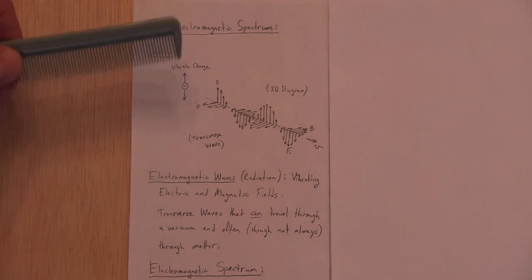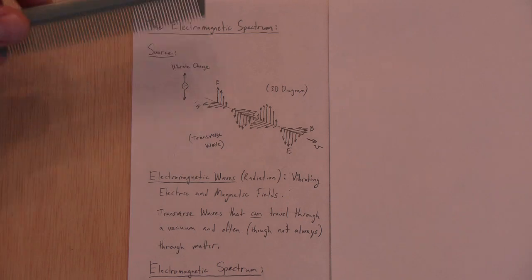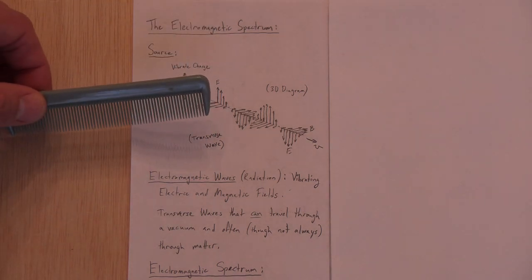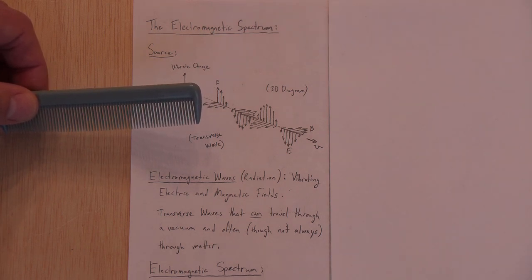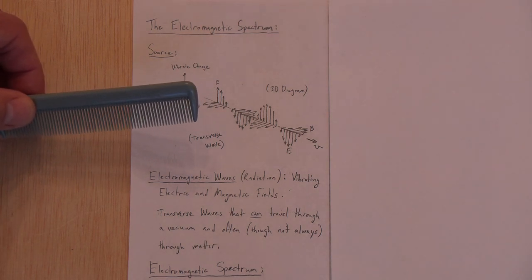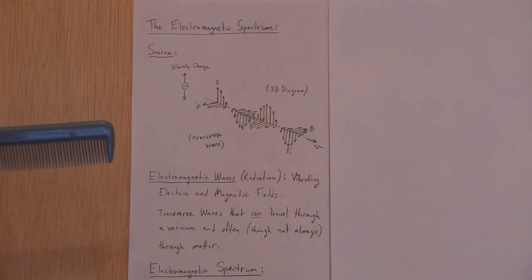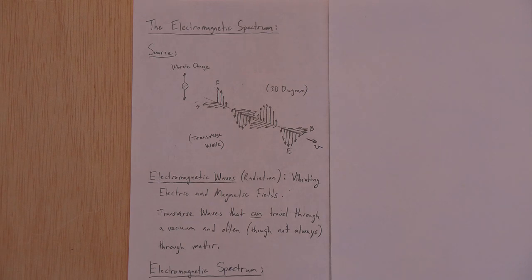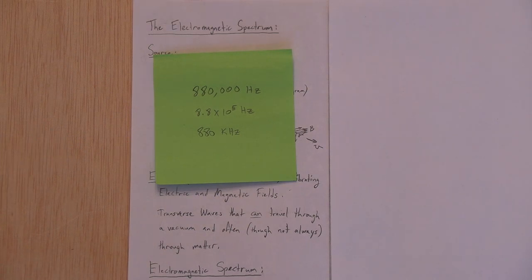So I can make whatever frequency I want by just shaking a charge at whatever frequency I want. But let's suppose that I shake faster and faster, and I can shake this comb 880,000 times per second. Okay, I can't do that physically, but let's suppose I could, 880,000 times in 1 second. What would happen in this instance? By the way, that's 8.8 times 10 to the 5th hertz, or 880 kilohertz.